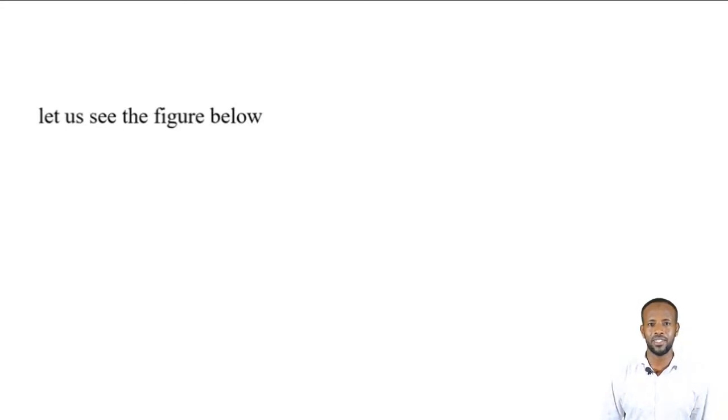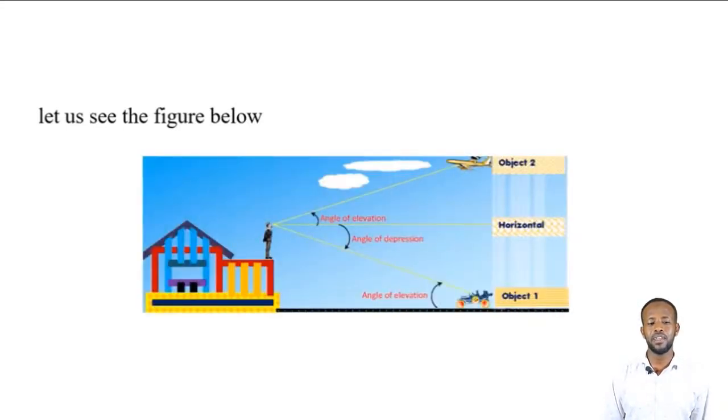Look at it carefully. This man standing over there is observing two different things. If the man does not move his eyes from their normal position, then it is called the horizontal line. If you want to see object 2, the airplane, he has to look to some extent up, making his eyes like this. So it forms an angle. This angle is called the angle of elevation.